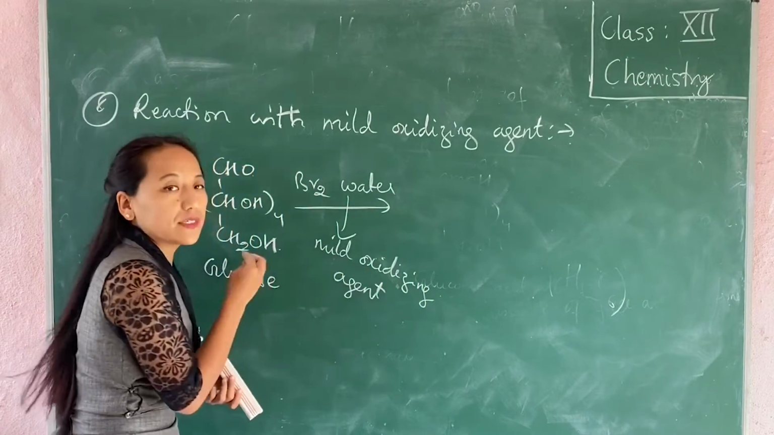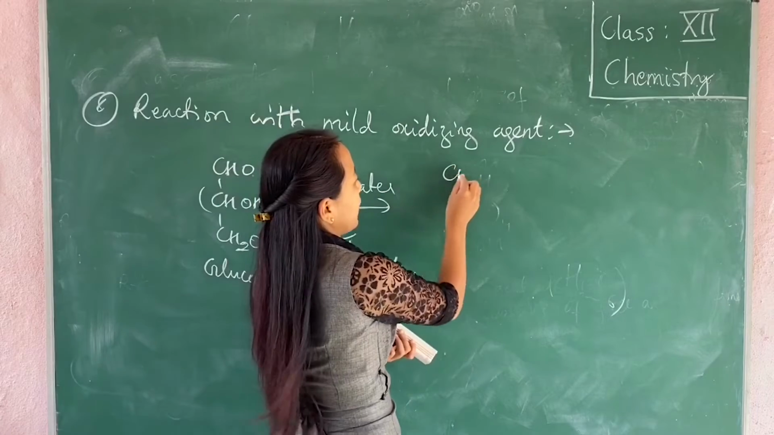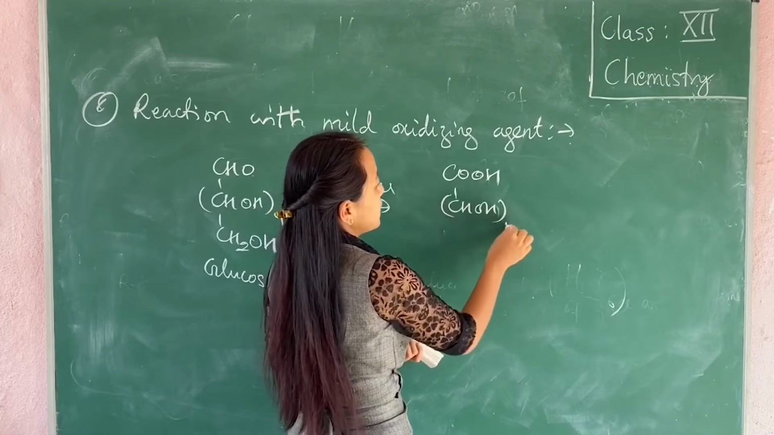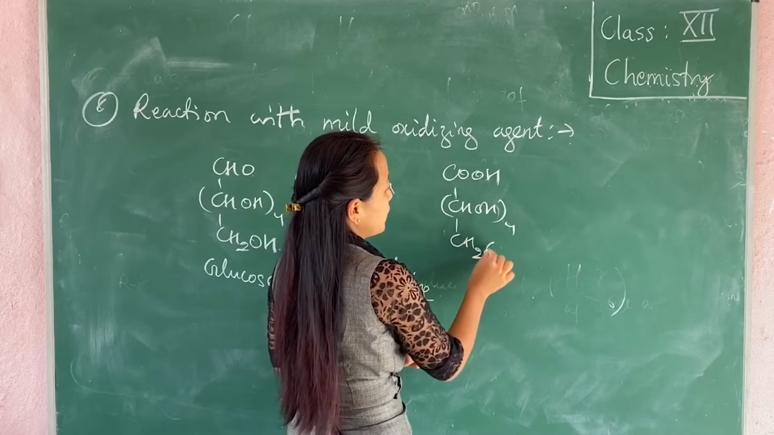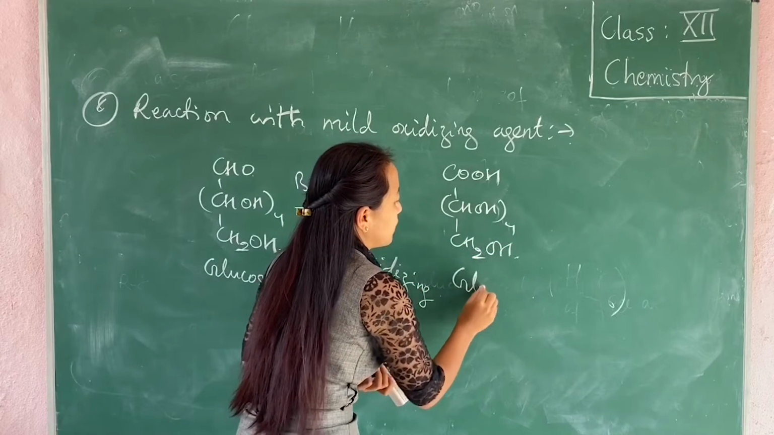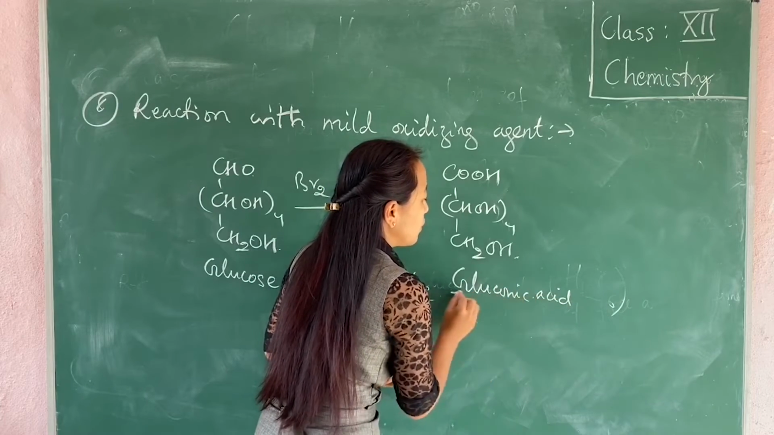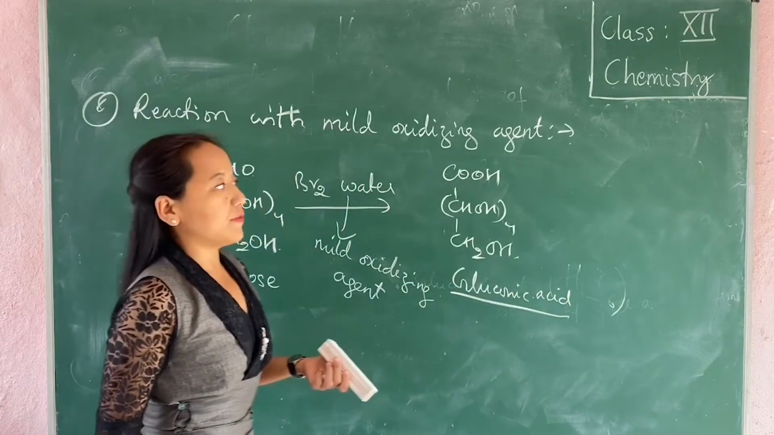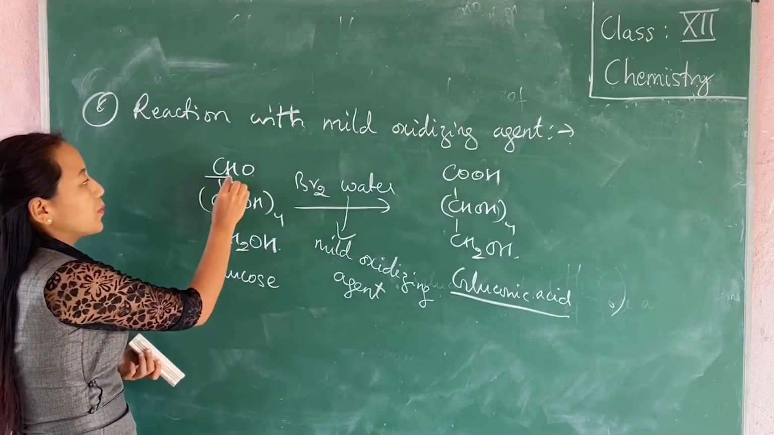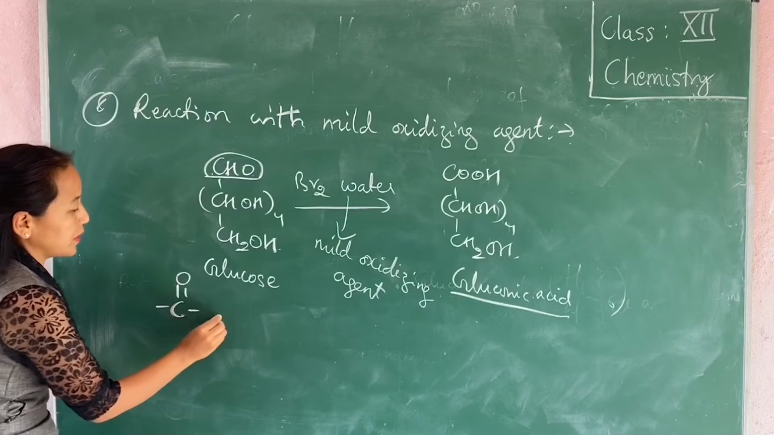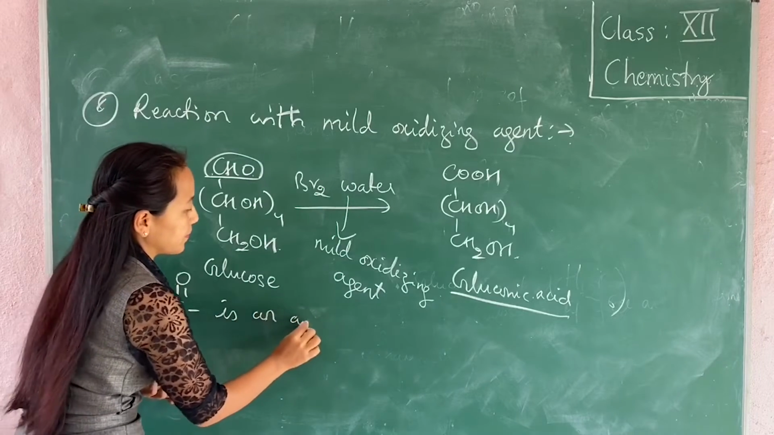Glucose got converted to gluconic acid, so where you have COOH, CHOH 4 times, and then CH2OH. This is called gluconic acid. From the formation of gluconic acid, it is confirmed that the carbonyl group present is an aldehyde. That C double bond O is an aldehyde group.